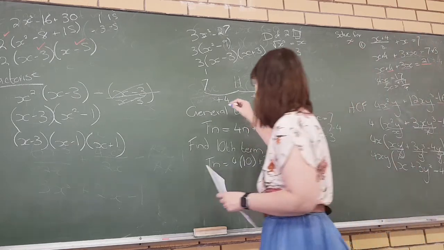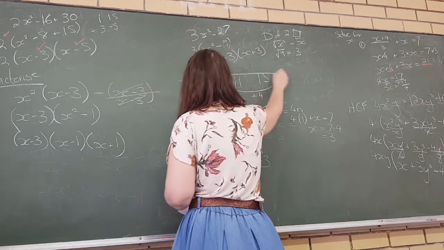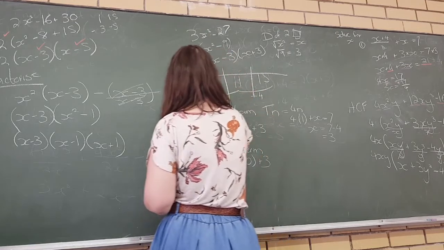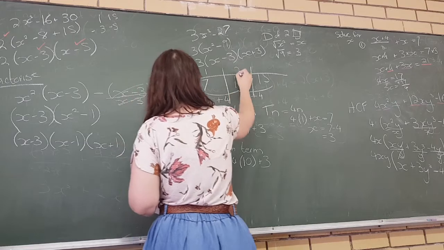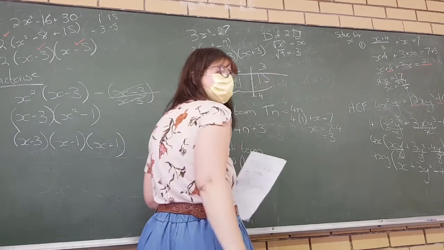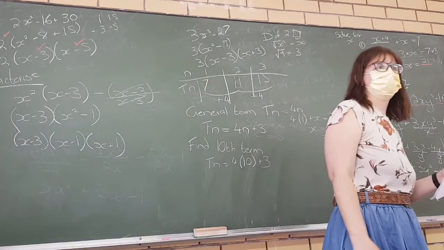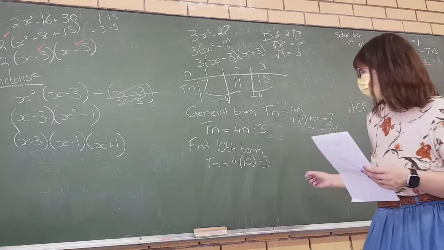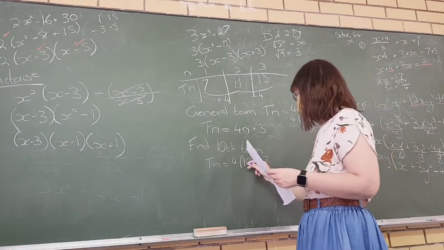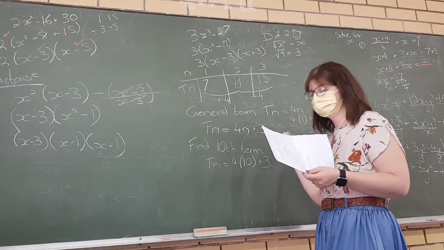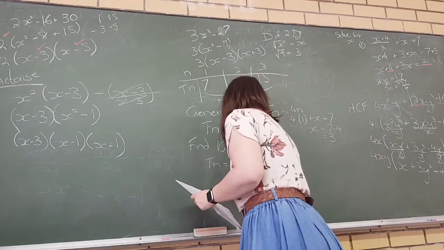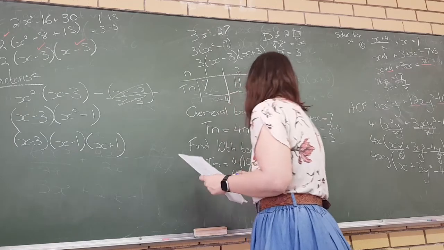Just remember, when we have this, we can draw ourselves a table. This is our Tn, and our n will be over here. 1, 2, 3. So now, 4 times 10 gives me 40 plus 3, 43. So that's my answer.